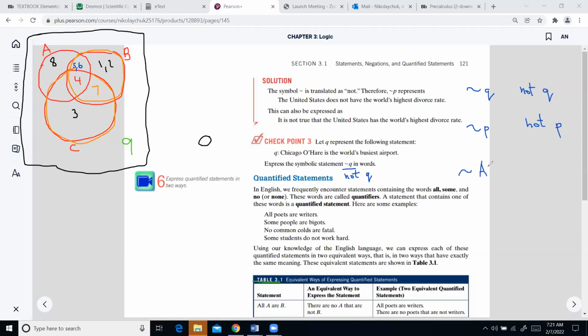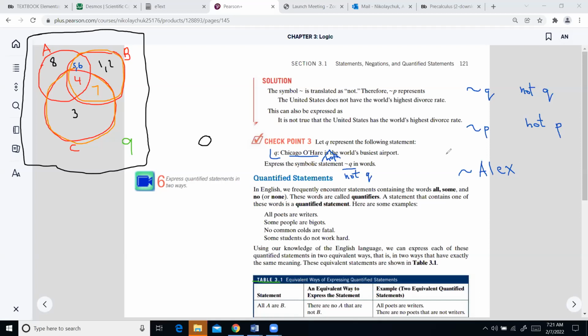For example, you can negate Alex and you're going to get not Alex. So you can put this negation in front of just about anything, and that's good to realize. For example, in their checkpoint 3 it says that Chicago O'Hare is the world's busiest airport. To negate that statement, you just put is not, so Chicago airport is not the world's busiest airport, and that would be negation.